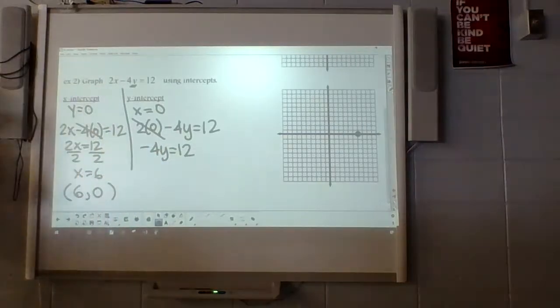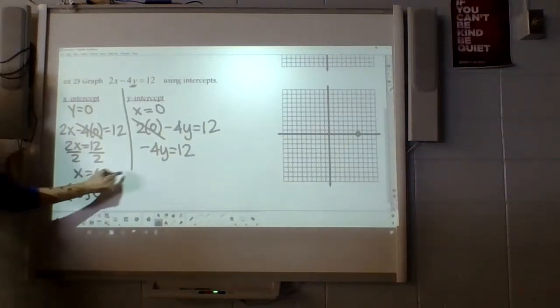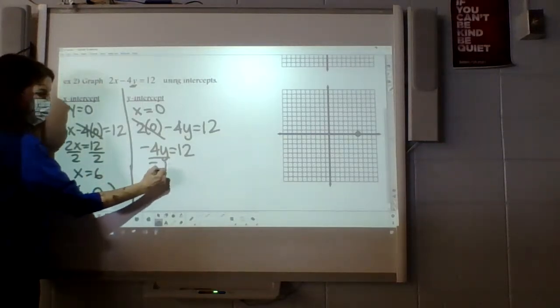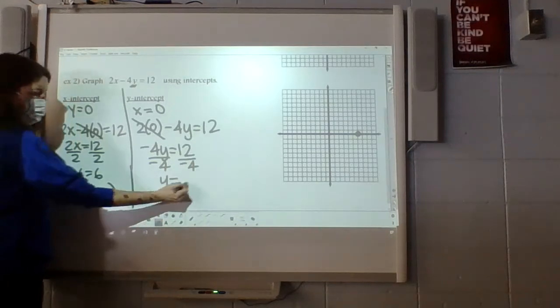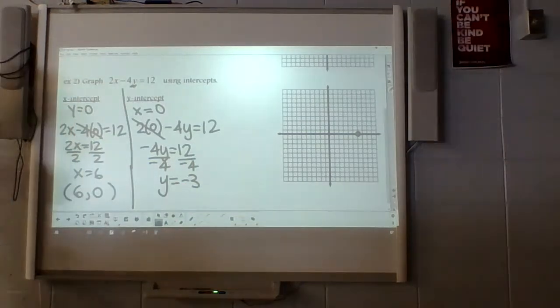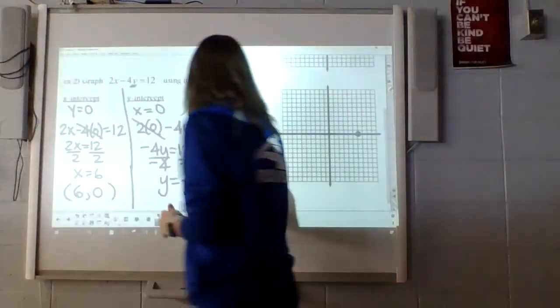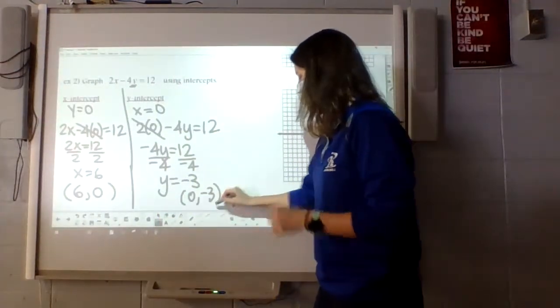And I'm showing a lot of steps. You probably don't need to show this many. These have become like one-step equations, so hopefully this is not an issue for you guys at this point. So 12 divided by negative 4 is a negative 3. So now this coordinate point is 0, negative 3.